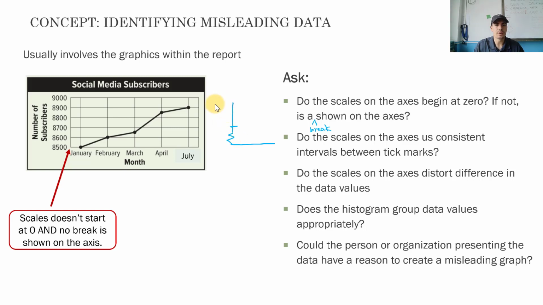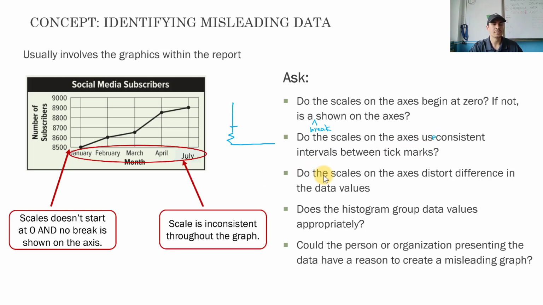And then you would just start at whatever your first number is here. It would be 8,500. But we don't have that here. Now, do the axes use consistent intervals between tick marks? Well, they do on the vertical axis, but on our horizontal axis, we see that our last month jumps from April to July. And so we now have inconsistent scale throughout the graph here.